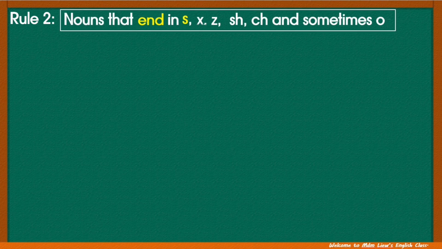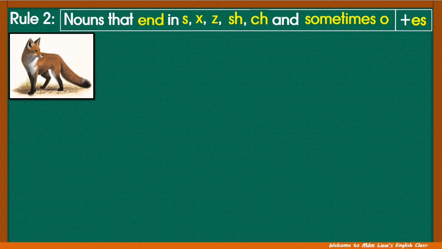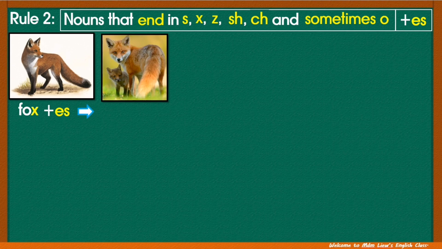Second rule. Nouns that end in S, X, Z, SH, CH, and sometimes O, you need to add ES to make the nouns plural. Examples. Number 1. What is this? Yes, fox. The noun fox ends in X, so add ES to make it plural. It becomes foxes. Now, to write the sentence in plural, start with the phrase there are, followed by the quantity 2 and the plural noun foxes. There are 2 foxes.